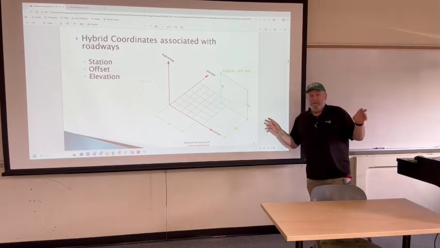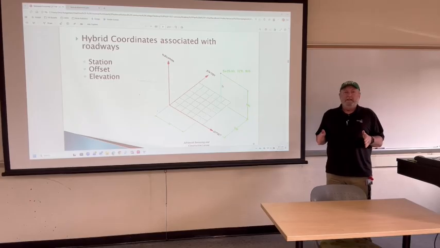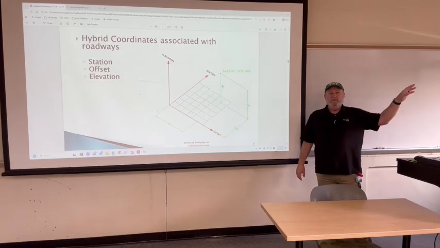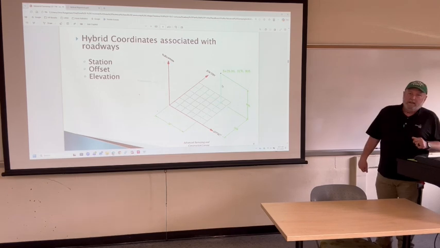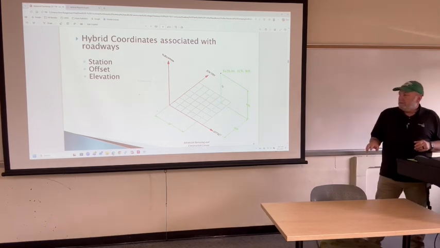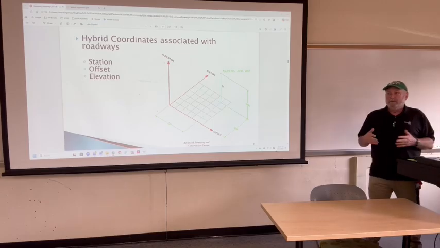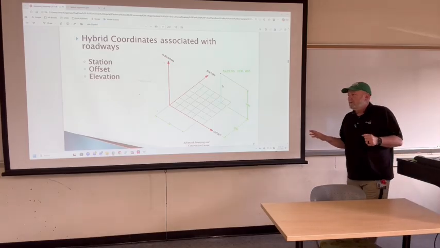The positive and negative are probably the key things to keep in mind. So as you're standing on the alignment, looking up station, with stations increasing ahead of you, offset to the right would be considered positive, offset to the left would be considered negative. And then elevations are elevations. I wasn't going to hound on this a lot more since we talked about it last week, but if you have any questions, does this all make sense?